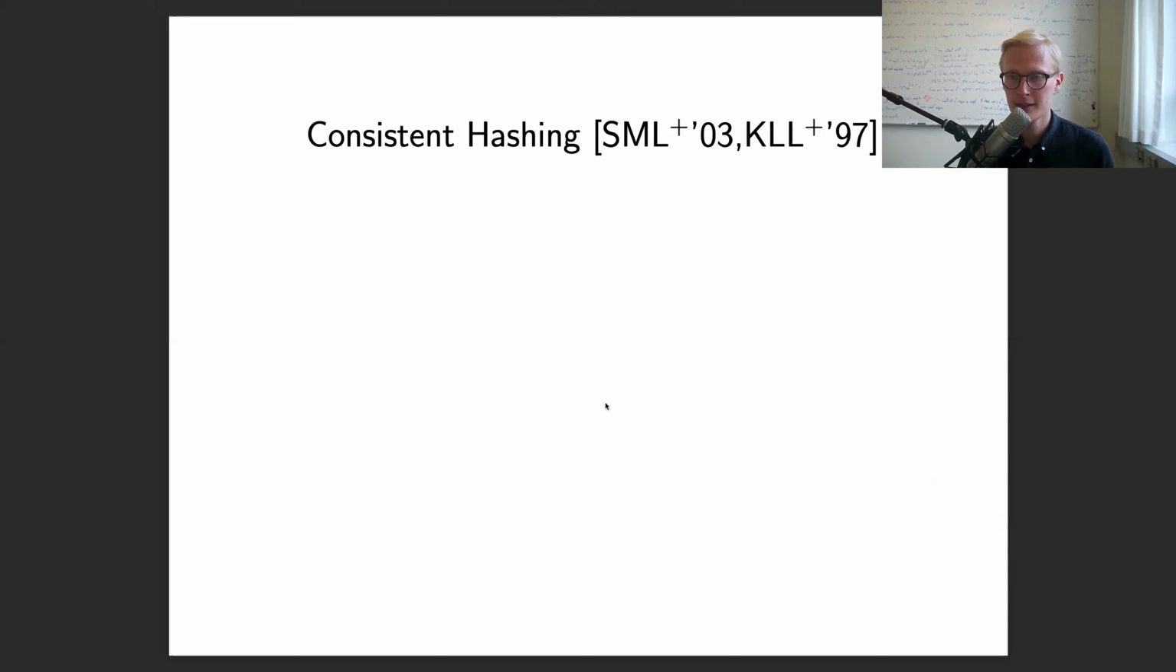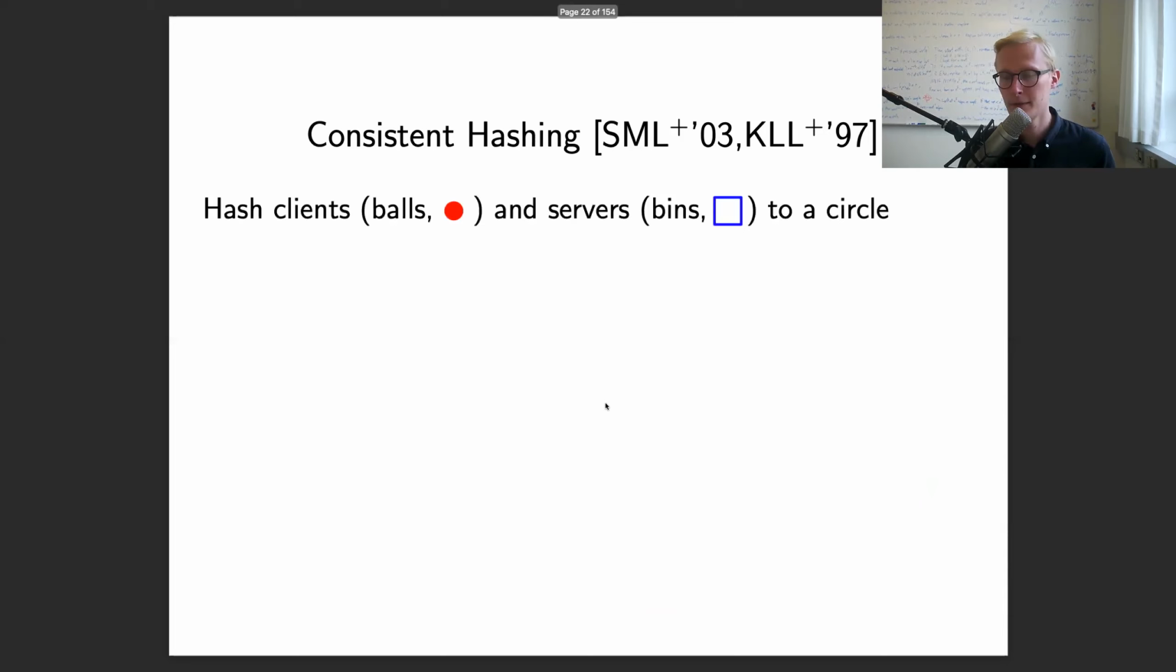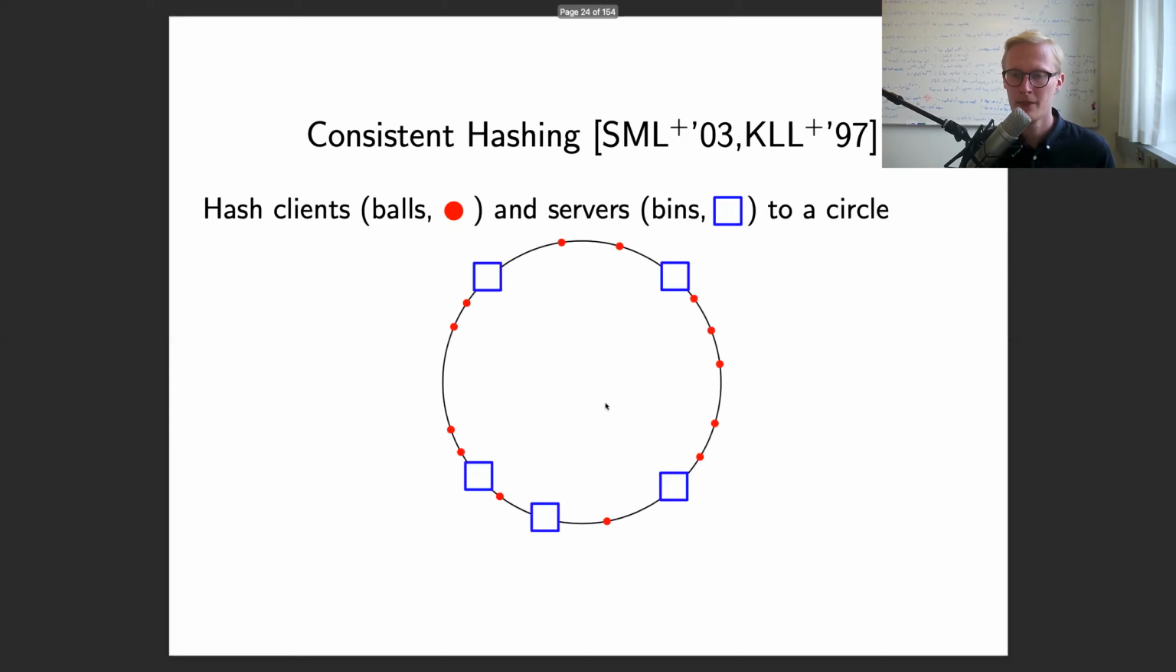The most important is probably consistent hashing. It's a data structure for this problem. And the idea is to hash the clients and the servers, or the balls and the bins, to a circle. And what we do is that we forward each ball in clockwise direction to the nearest bin. So the final placement of the balls into the bins could end up looking something like this.